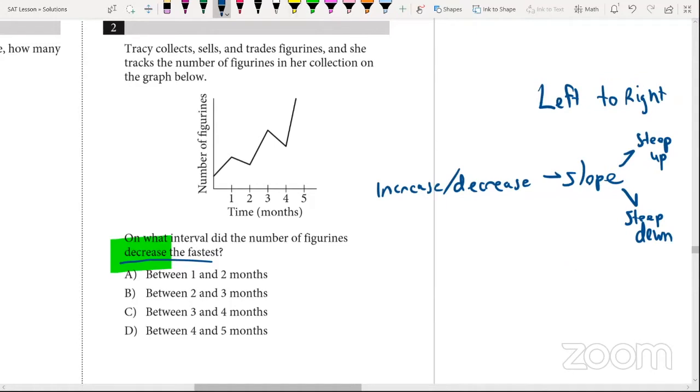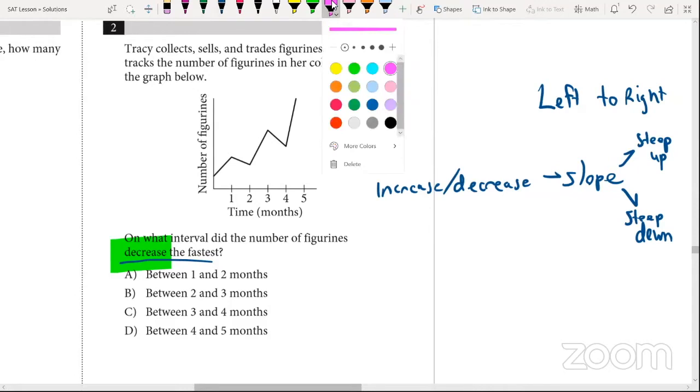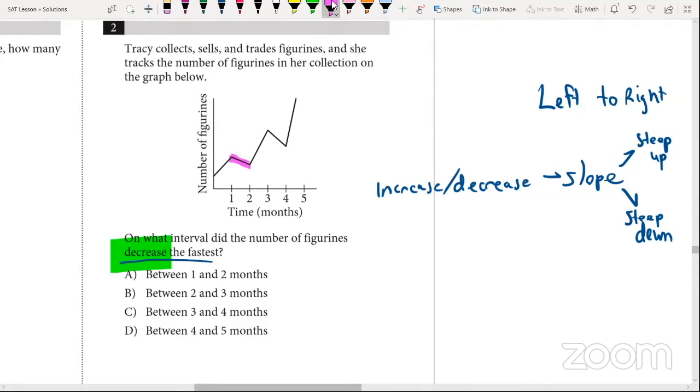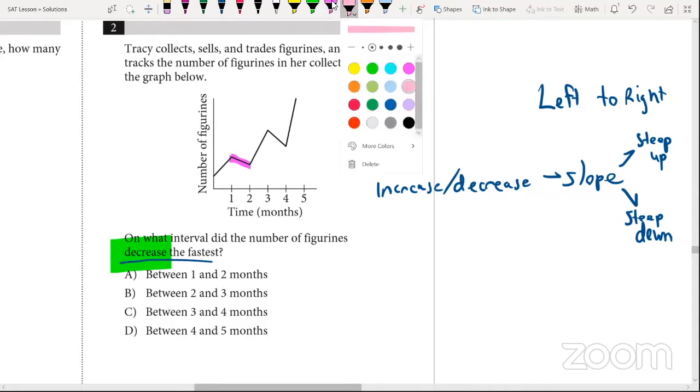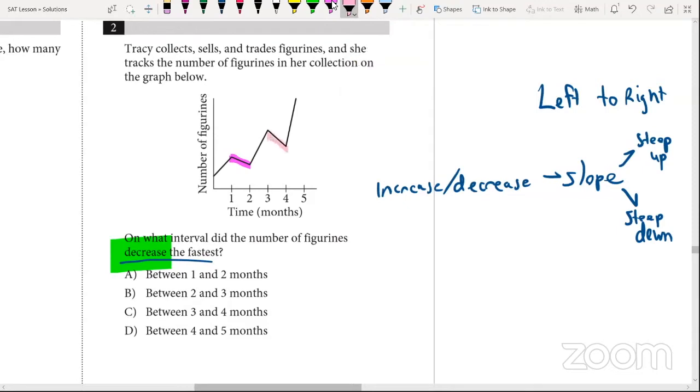And so right here in purple, we're on our way down. Right here in pink, we're also on our way down. And those are the only 2 places that the graph is on its way down. And the pink one is clearly more steep than the purple one. So between 3 and 4 is going to be the answer for number 2. And the answer for number 2 is C.